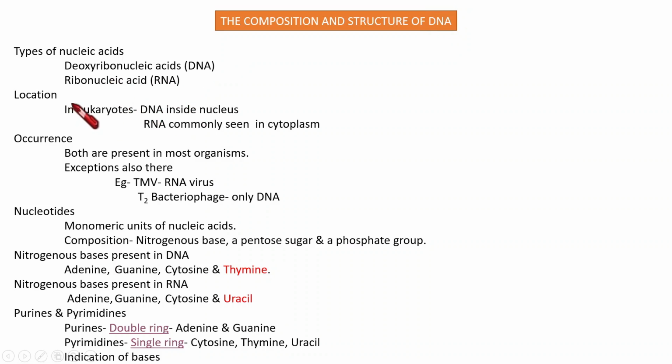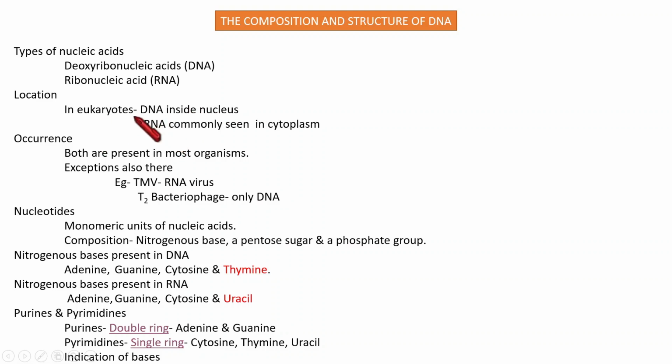Then where can we locate these nucleic acids? In the case of eukaryotes, DNA is confined. It is located inside the nucleus. We can't see any DNA outside the nucleus in the case of eukaryotes.